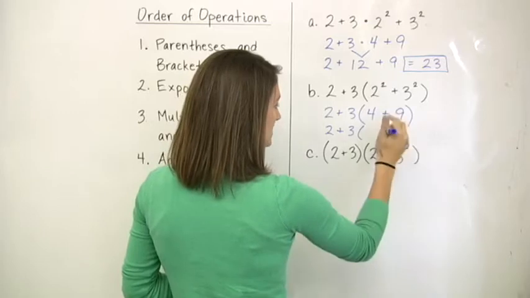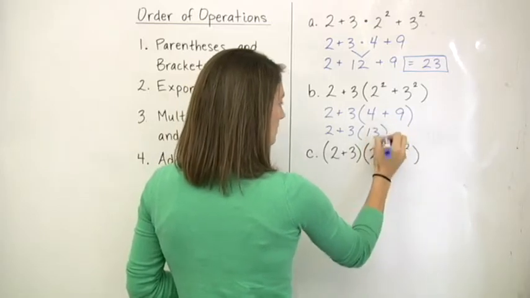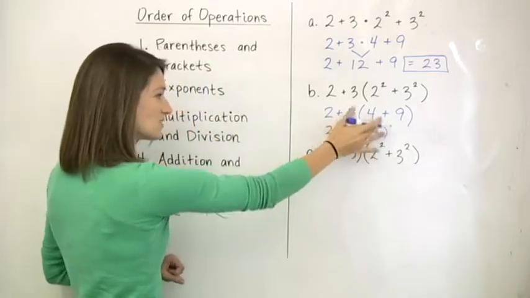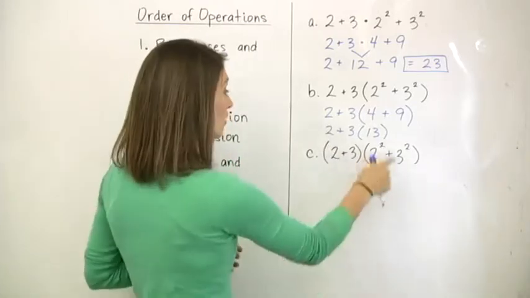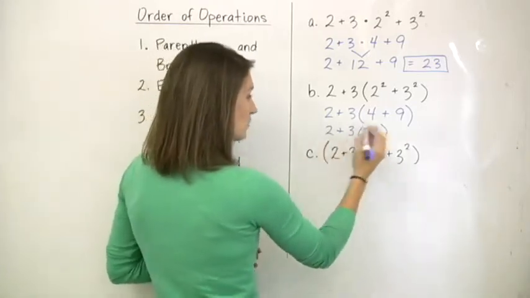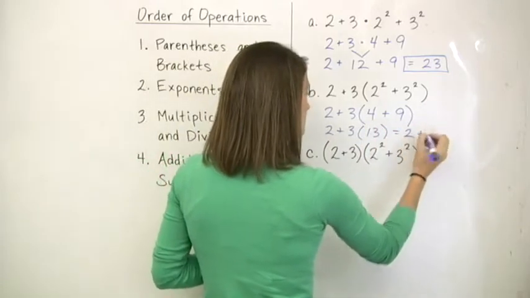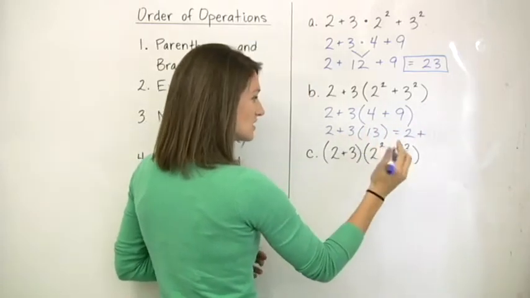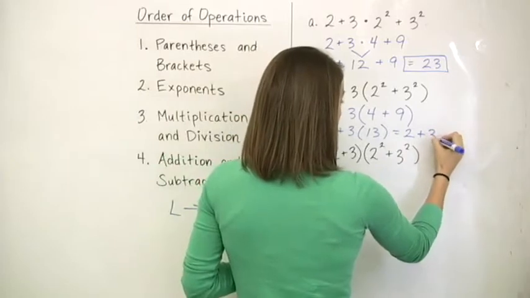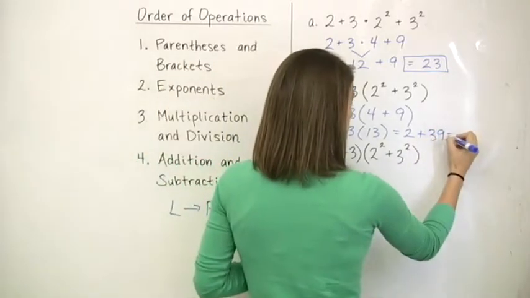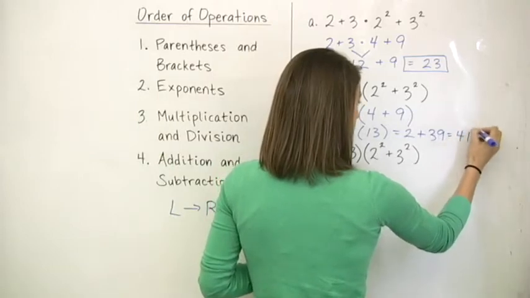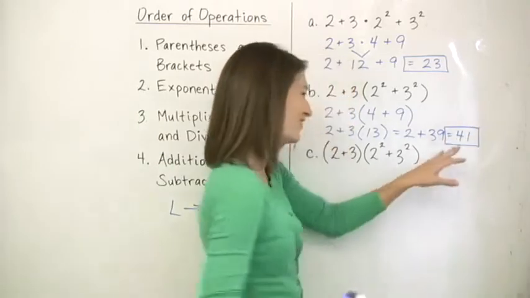So we're going to add these, which is 13. Now we can move on. We've simplified everything within our parentheses, so we'll move on down the list and work our multiplication. So we have 2 plus 3 times 13, which is 39. And now we can do our final step of addition. 2 plus 39 is 41. So there's our answer for our second problem.